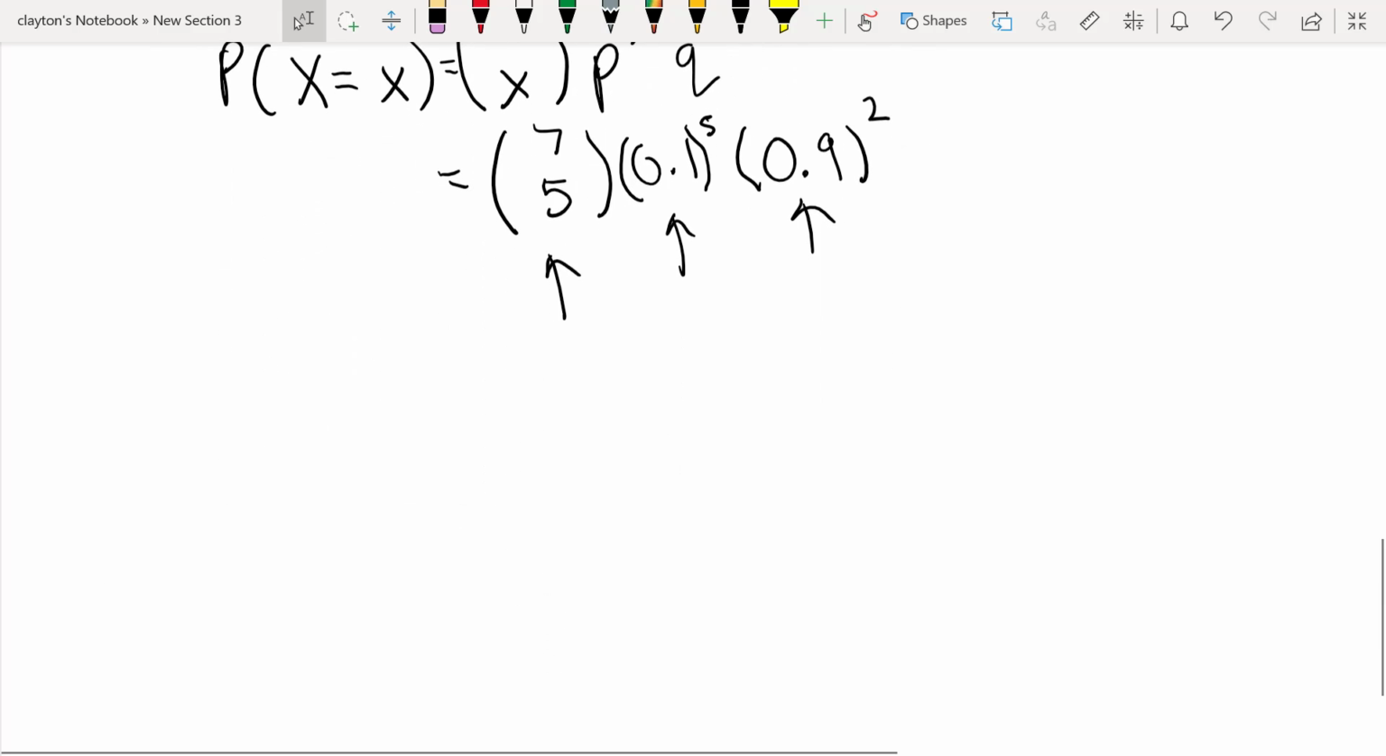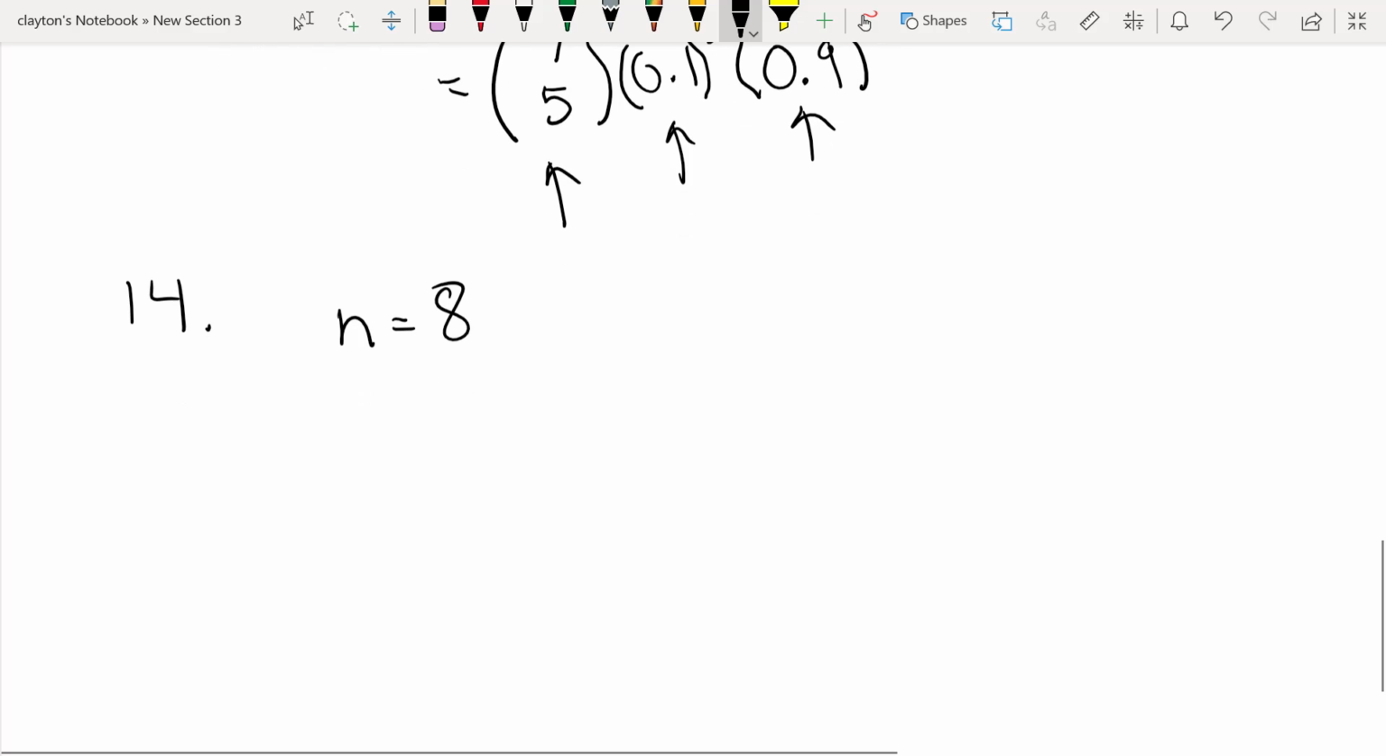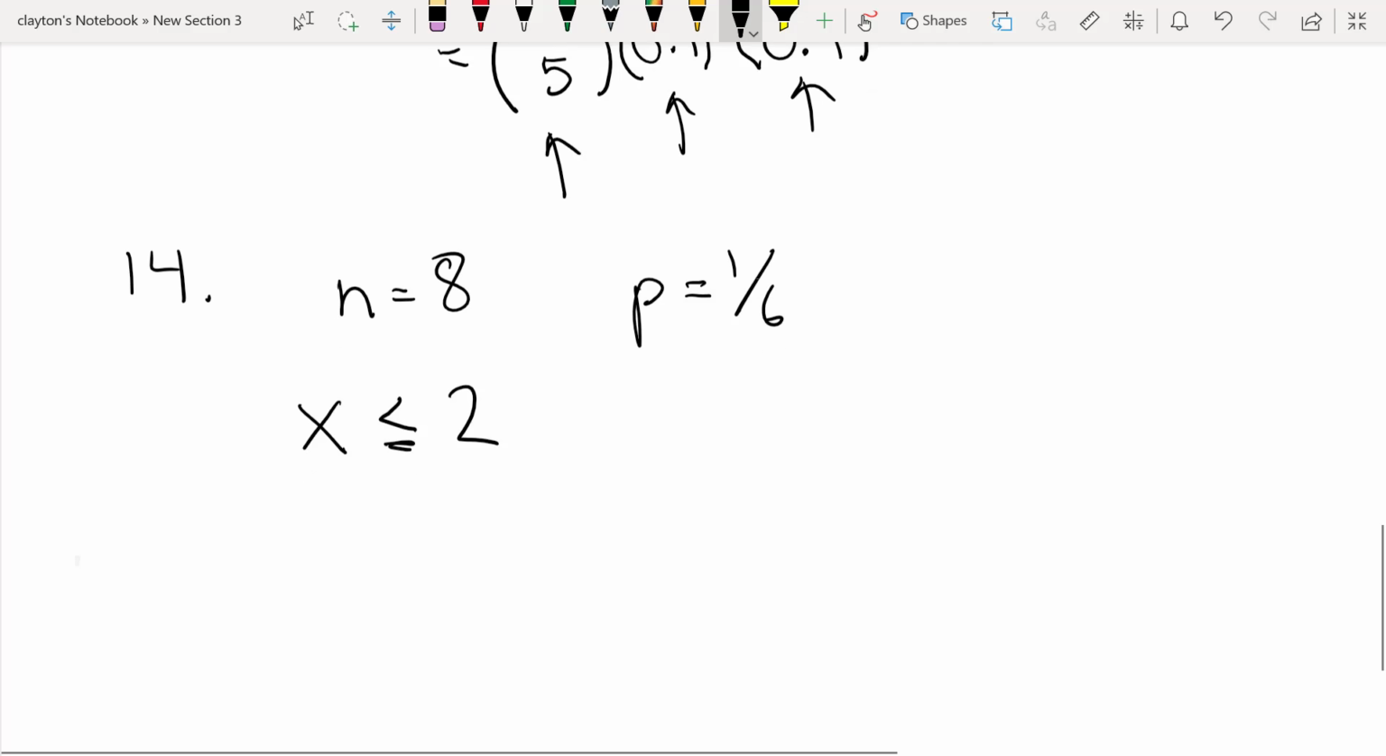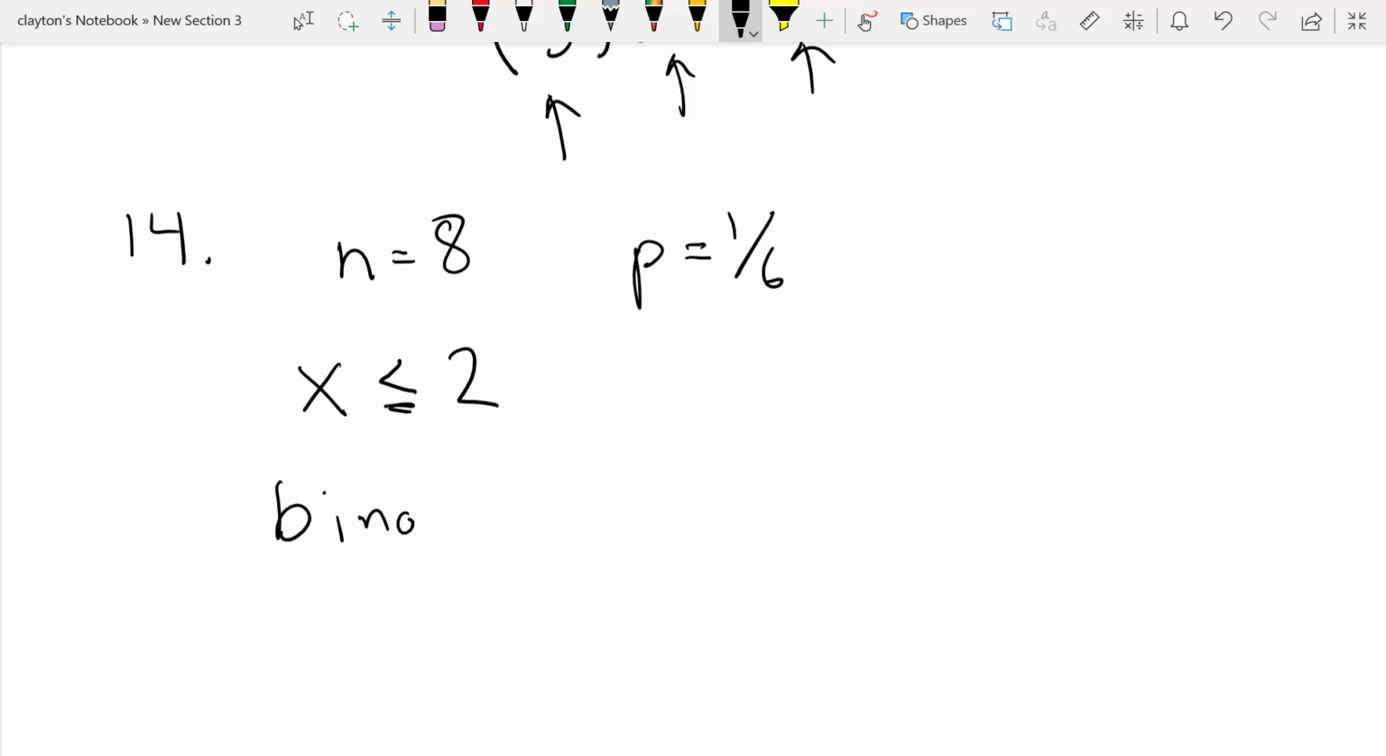Okay, 14, it'll be another binomial distribution. It says if you roll a fair die 8 times, so n is equal to 8, what is the probability of throwing at most 2 6s? So at most 2, meaning x is less than or equal to 2. And now if you're rolling a 6 on a fair die, the probability of success is 1/6. And so we're going to be looking at binom, and because we want less than or equal to, it says at most, so we do want 2. Binom CDF, and it's going to be 8, 1/6, and 2.